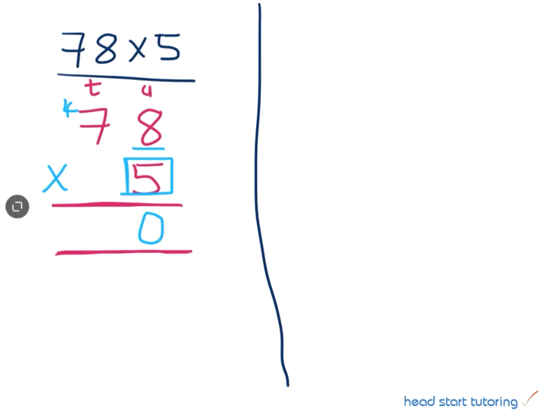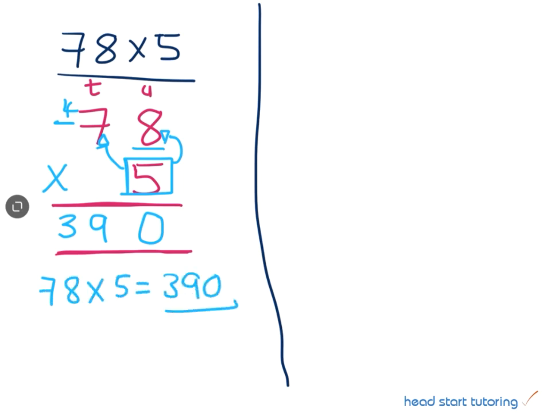Then we say 5 multiplied by 7. So we first multiply by 8, then we multiply by 7. And 5 times by 7 is 35, and then we need to add our 4. So 35 plus 4 is 39. So our answer to 78 times 5 is equal to 390.